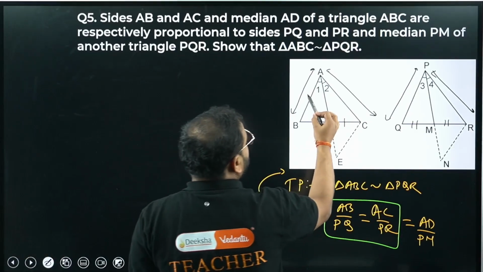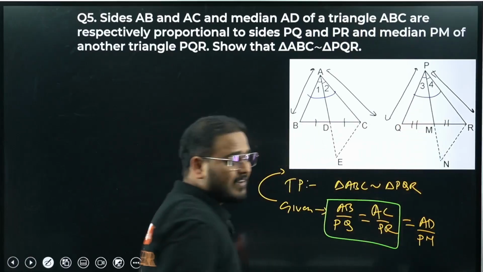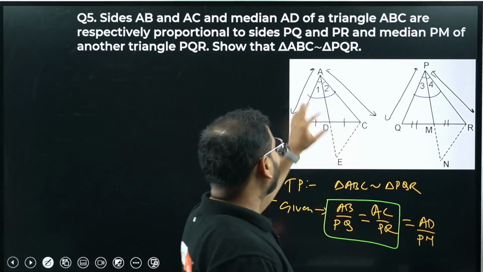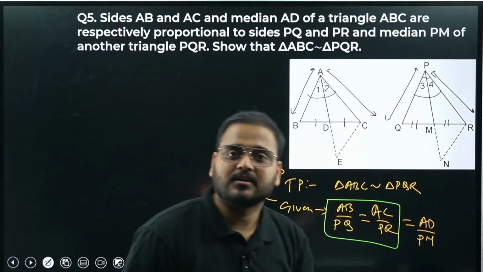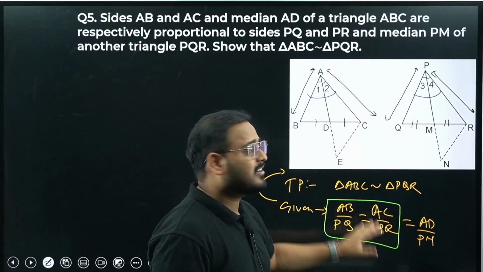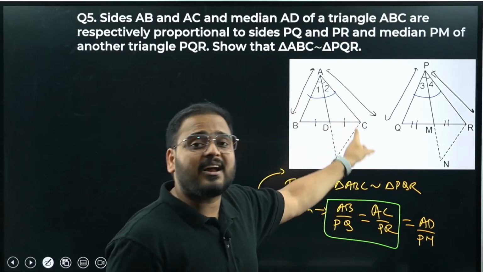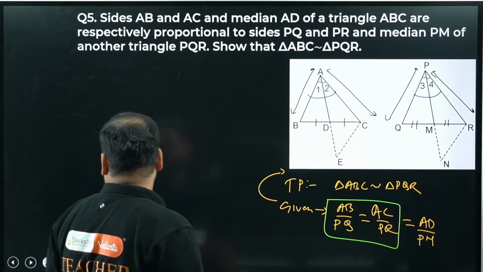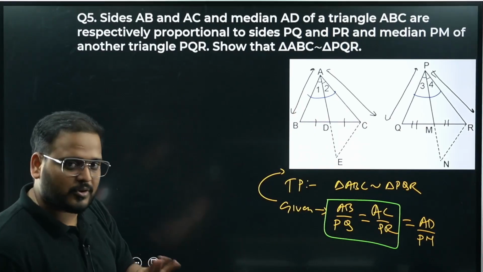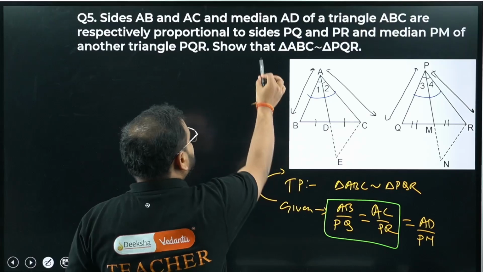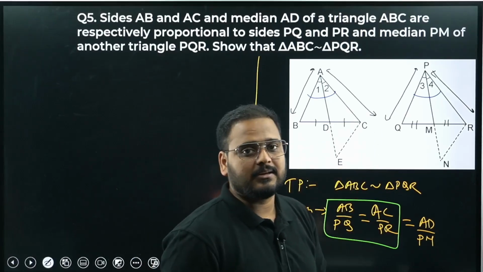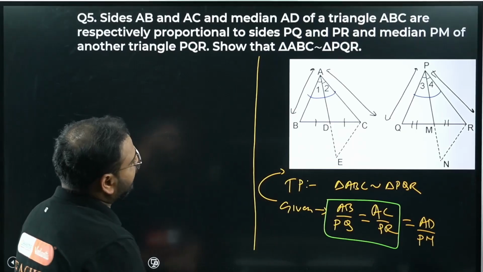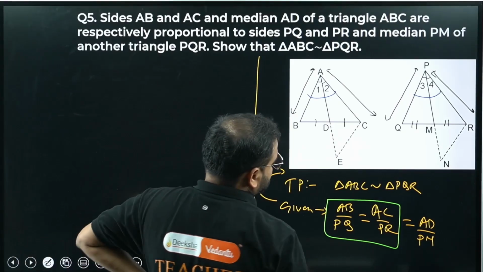What's the included angle? This angle. If I can somehow prove angle P and angle A equal, my job is done. Side condition I have. Sides are proportional. If I can prove the included angle to be equal, SAS will hold true. So the question will be done. So you need to prove angle A equal to angle P to prove the given statement. How can you prove A and P?